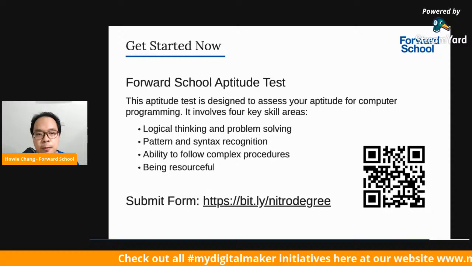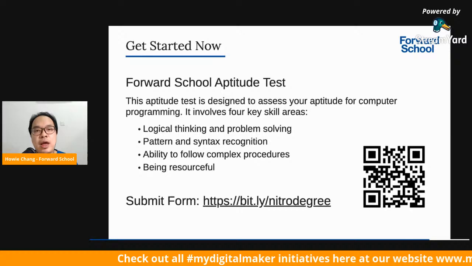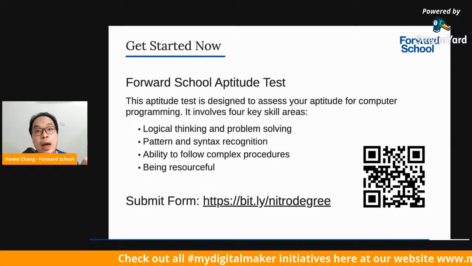All you need to do is to fill up this simple form. It should take you less than 2 minutes. And then we will follow up with you with a link where you can take this aptitude test online. It's just 20 questions. You'll need to complete it in 30 minutes. And at the end of it, you will get a free simple report showing you where you are, matched up against the people who have taken it before you.